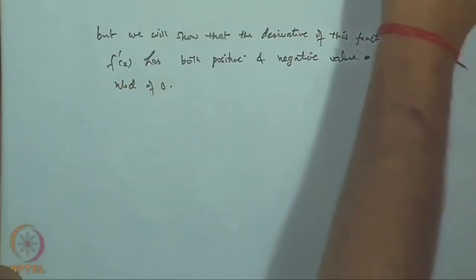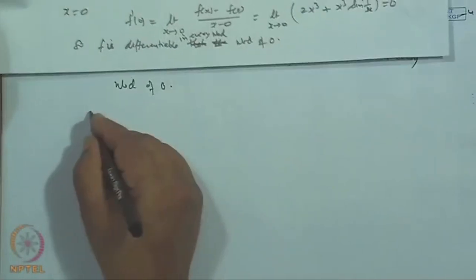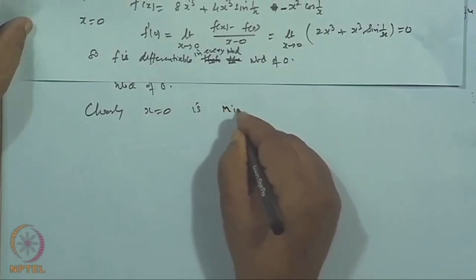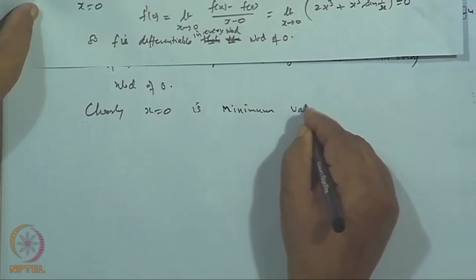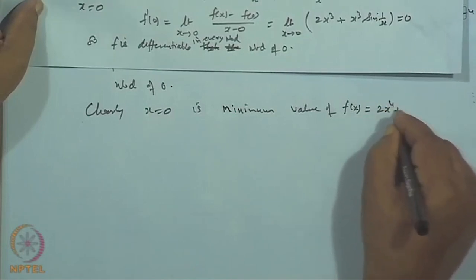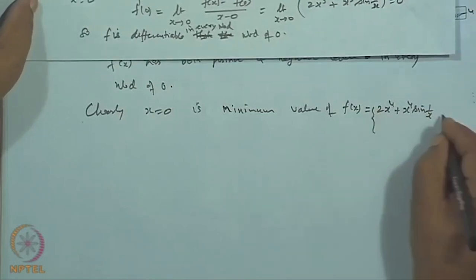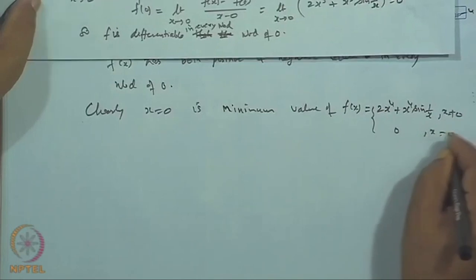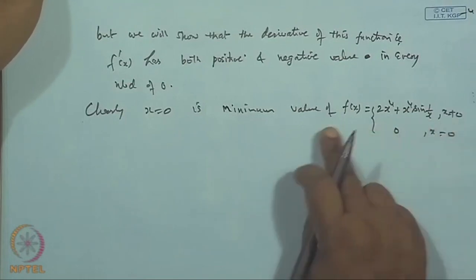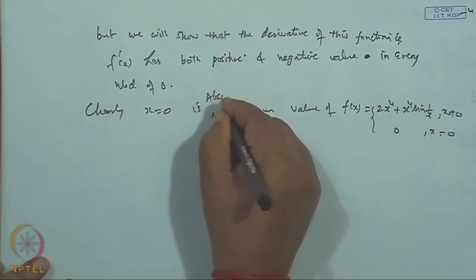One more thing, let me just clear it. The function is defined by this. The function clearly has x equal to 0 as the minimum value of the function f(x), which is 2x4 plus x4 sine 1 by x for x not equal to 0, and 0 for x equal to 0. Whatever x you choose, this will always be a positive quantity. Why? Because x equal to 0 is basically an absolute minimum value.